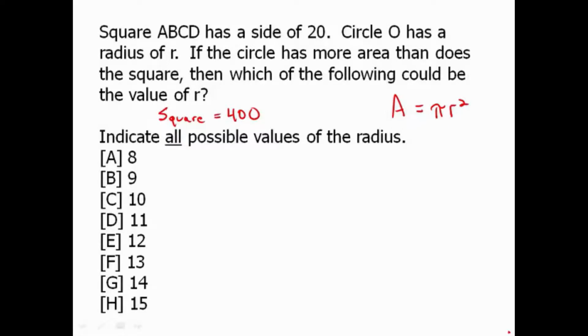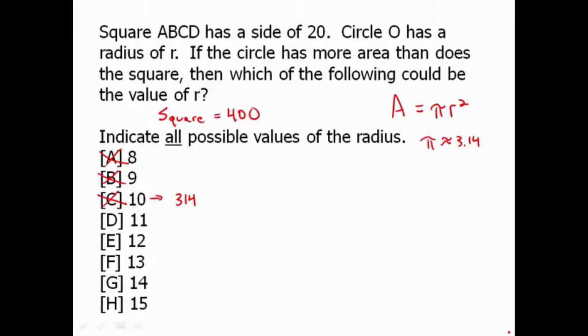Well, let's start out just with C because that's a nice round number. If r is 10, r squared is 100, and of course pi is approximately 3.14, slightly bigger than 3. So this would be an area of 314. So that doesn't work. That's less than 400. Obviously, if we make the radius smaller, that's not going to work at all.